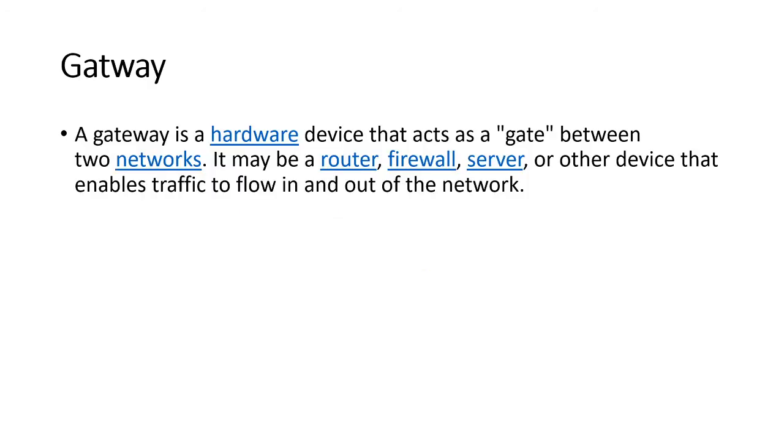So what is a gateway? A gateway is a hardware device that acts as a gate between two networks. So we have two different kinds of networks, and the gateway acts as the gate in between. For example, routers and switches are those gates. It may be a router, firewall, server, or other device that enables traffic flow in and out of the network.